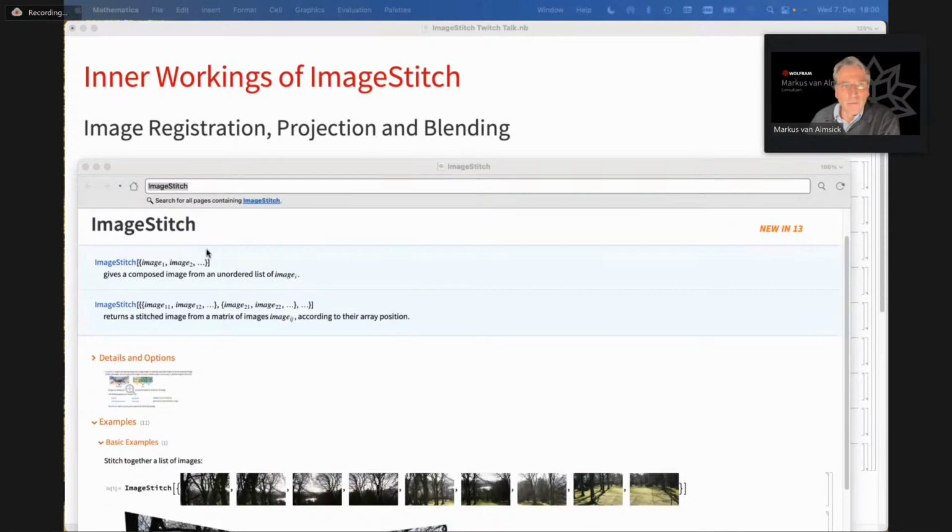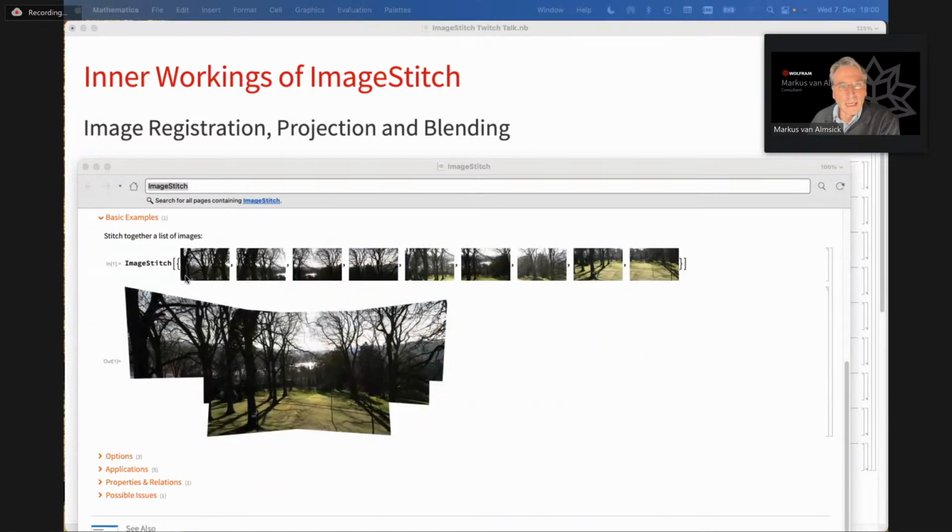This is the ref page. Basically, you just have images, you plug them into ImageStitch, and it will figure out how these images are connected and then tries to build a big stitched version, like in this case, where you have a lot of images taken in a park. And at the end of the day, you get a stitched image. All right, so much for the cover.